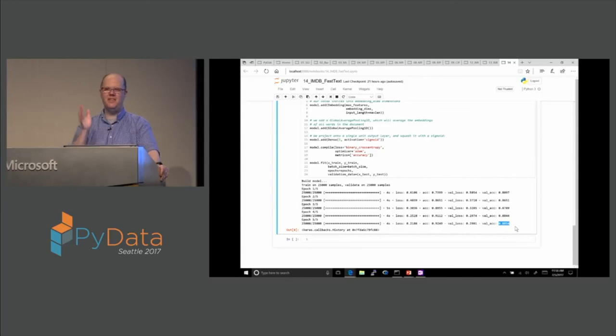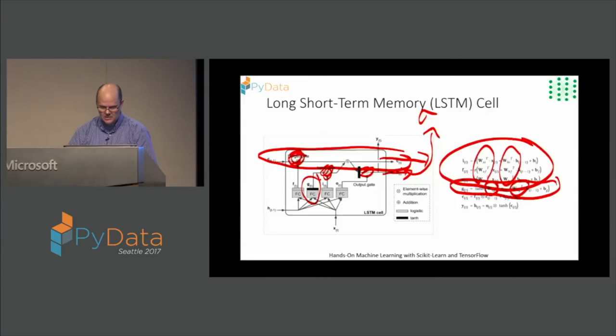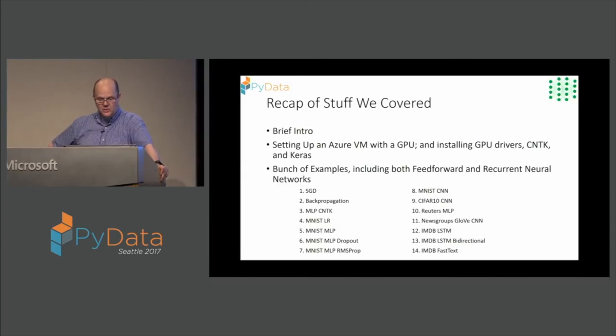So what kinds of things did we go over? A brief intro to deep learning and CNTK. Setting up an Azure VM with the GPU and installing the GPU driver, CNTK, and Keras. Then we looked at a bunch of examples, including both feedforward and recurrent neural networks, including stochastic gradient descent, backpropagation, multilayer perceptron with CNTK, MNIST logistic regression, multilayer perceptron with dropout and RMSprop for the learning. Also convolutional neural networks for both MNIST and CIFAR-10. And then we talked about MLPs and CNNs for text classification, and we looked briefly at an LSTM and fastText for Internet Movie Database reviews.